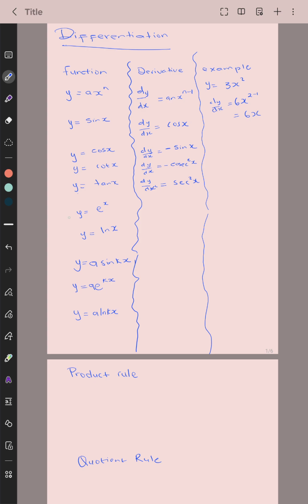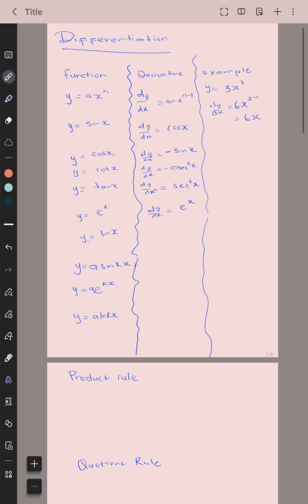Now looking at this one, y equals e to the power x. What's the answer there? The answer is simply that it does not change. dy/dx is simply e to the power x again. Now y equals ln x. What's the derivative for ln x? The derivative for ln x is 1 over x.